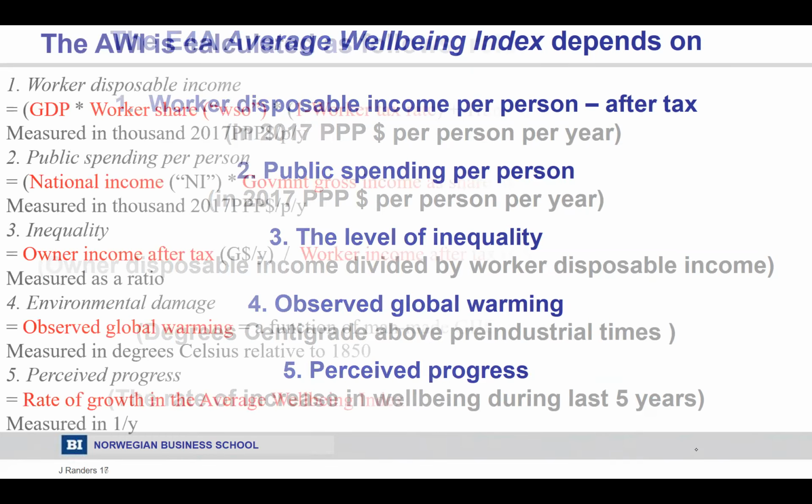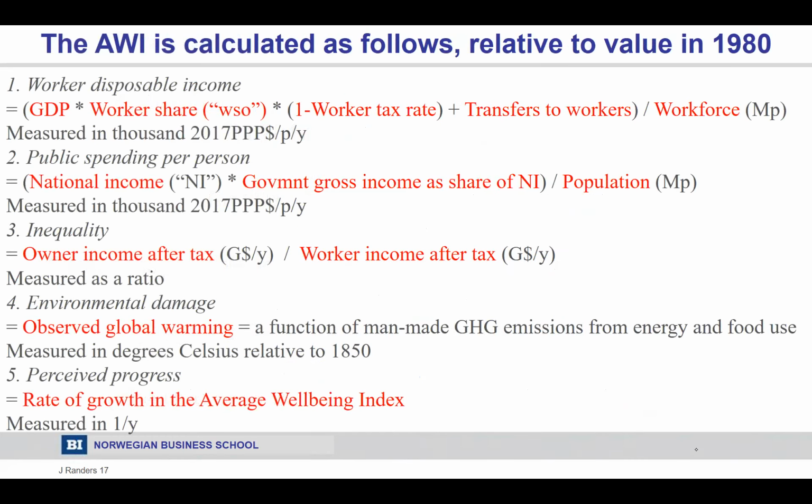In greater detail, in the next slide, I'm not going to spend time on it. I just show you the equations for how we calculate the worker disposable income, the public spending, the inequality, the environmental damage, and the perceived progress. And the important thing here is that you do not need very many variables in order to be able to calculate future values of the average well-being index. So I've highlighted them in red.